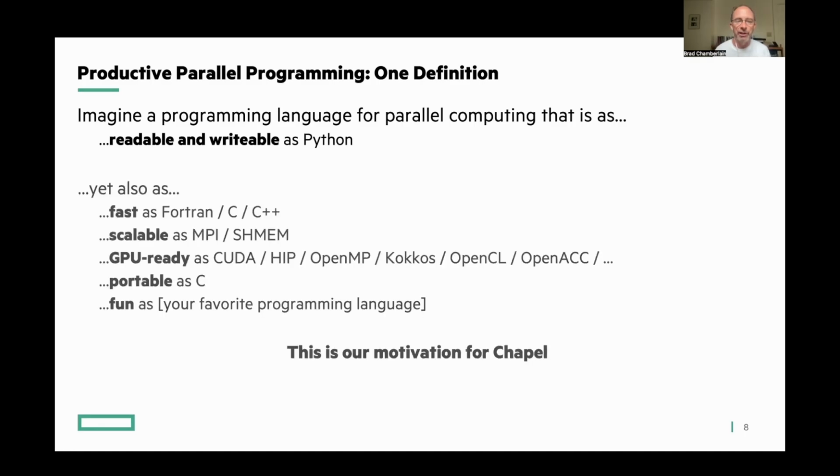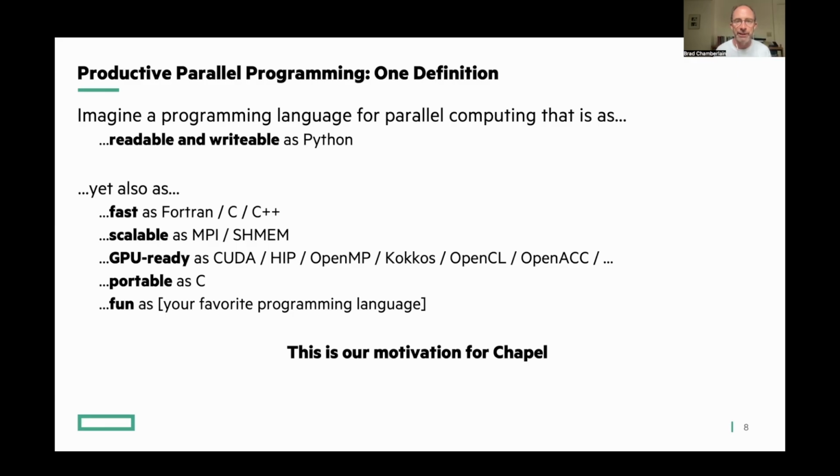So what we want to do is have scalar code that's as fast as traditional HPC languages like Fortran, C, or C++. For the code to be as scalable as MPI or SHMEM, which, if you're not familiar with those, are ways that typical people program HPC systems today. At the same time, I mentioned the importance of GPUs. There are a number of different ways of programming GPUs today: CUDA, HIP, OpenMP, Kokkos, and so on. We want to be as GPU capable as those are, so that you can program GPUs in the same language that you program your multi-core CPUs and your distributed memory system.